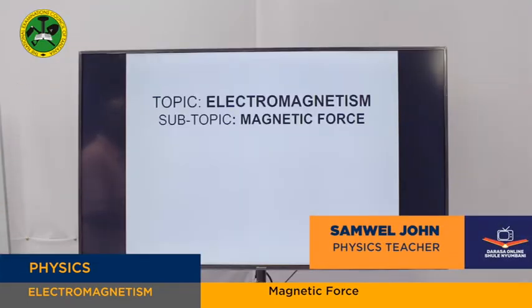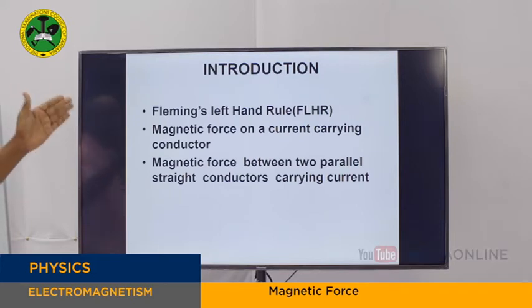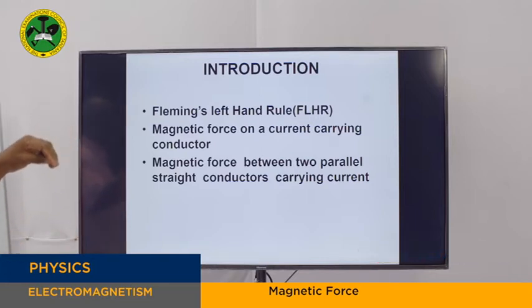Today we have a topic known as electromagnetism, but the subtopic is called magnetic force. And in this part of magnetic force, we're going to discuss the Fleming's left-hand rule and the magnetic forces on a current carrying conductor and the magnetic forces between two parallel straight conductors carrying currents.